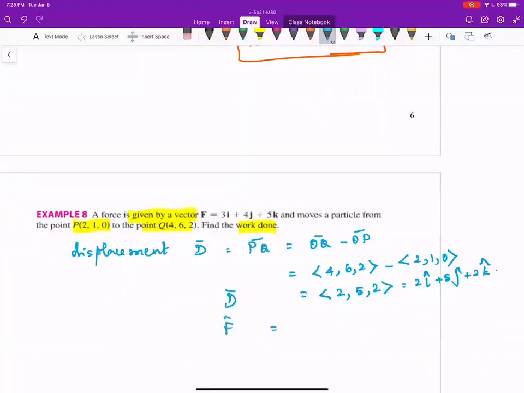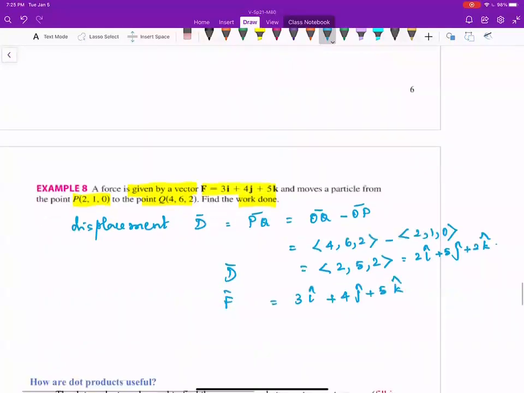Vector F is also given in the problem as 3i plus 4j plus 5k. So work done by the force in moving from P to Q is given by F dot D, which is the dot product of the two vectors here, this and this. The dot product is commutative, so the order does not matter here.